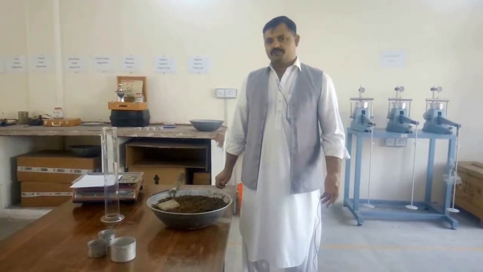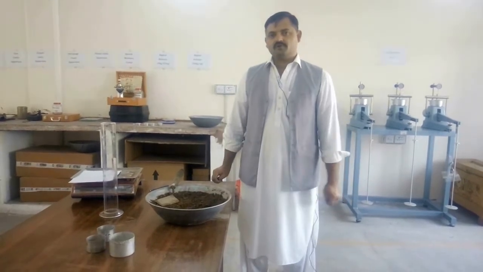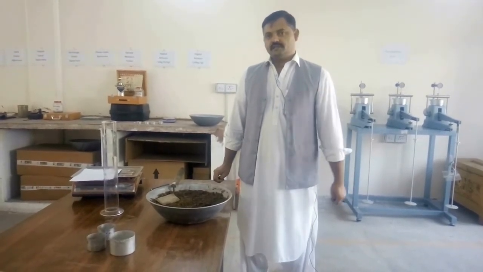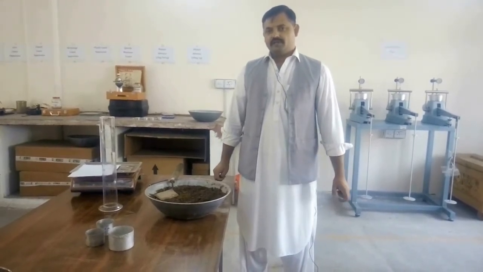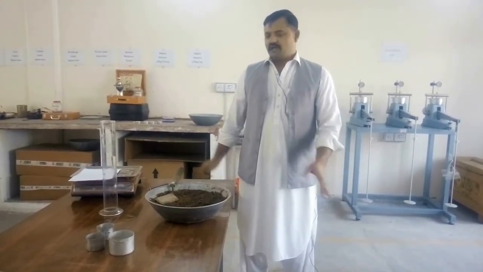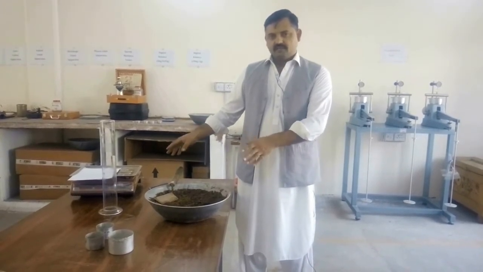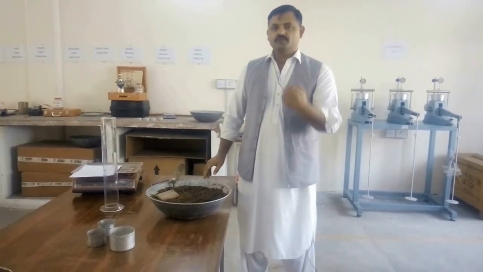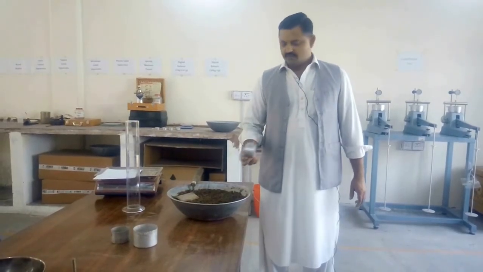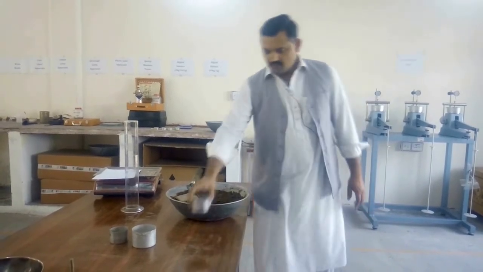I will repeat the same procedure: I will transfer this soil to the Proctor mold in 3 layers, and each layer will be given 25 blows. Okay, and in the same procedure, I will record the weight of the compacted soil plus mold on the balance, and I will take a representative soil sample for the moisture content determination.